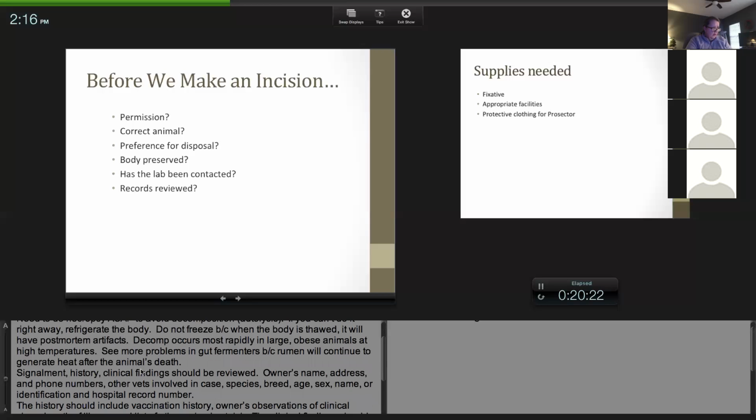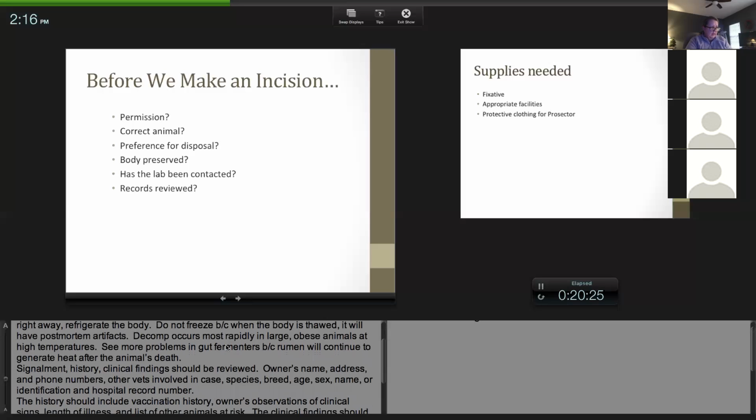The other thing here is that the bigger they are, the more obese, that generates heat, and they decompose. Also, if you had a gut fermenter, like a cow or a sheep, the rumen is still active. Even if the animal has died, the microbes in the rumen are still breaking down rumen contents, and that generates heat. So that would complicate it. They need to be processed a little bit faster.